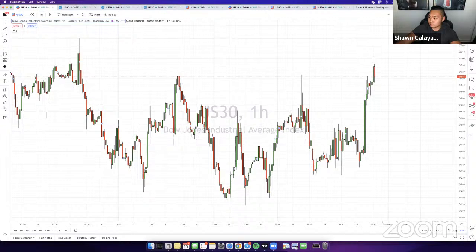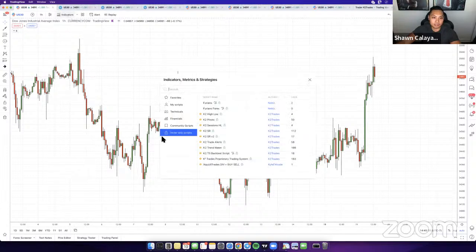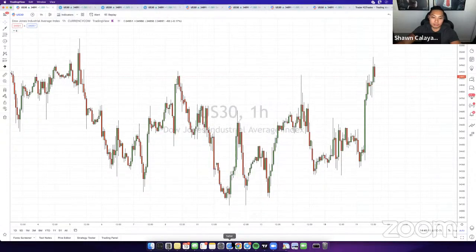All right, we had another question here regarding the indicators. Let me scroll real quick. SA is asking, where can I get the K2 indicators? If you have access to the K2 indicators, you need to subscribe to the strategies to have access to them. If you do have access, you just click on indicators here. It'll be under invite only scripts. This is how you'll know that you have access. If you don't have access, then you can upgrade on the website.